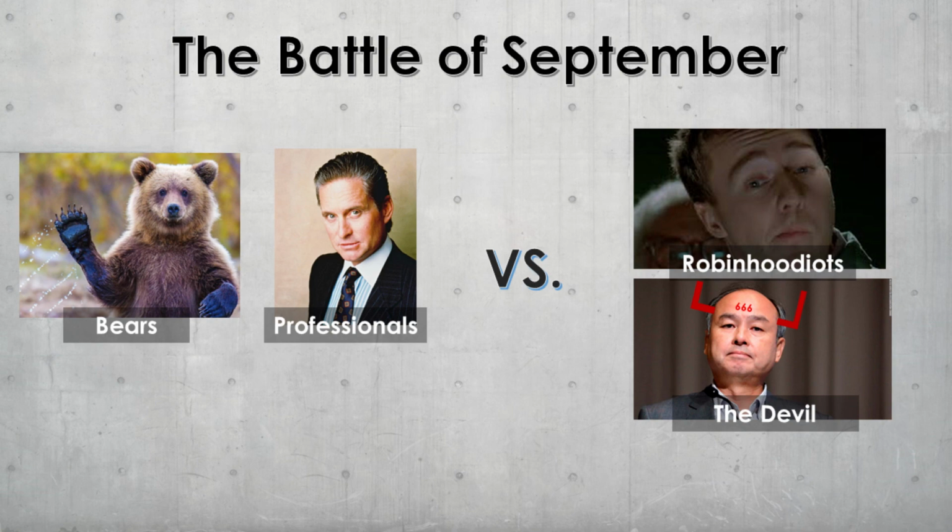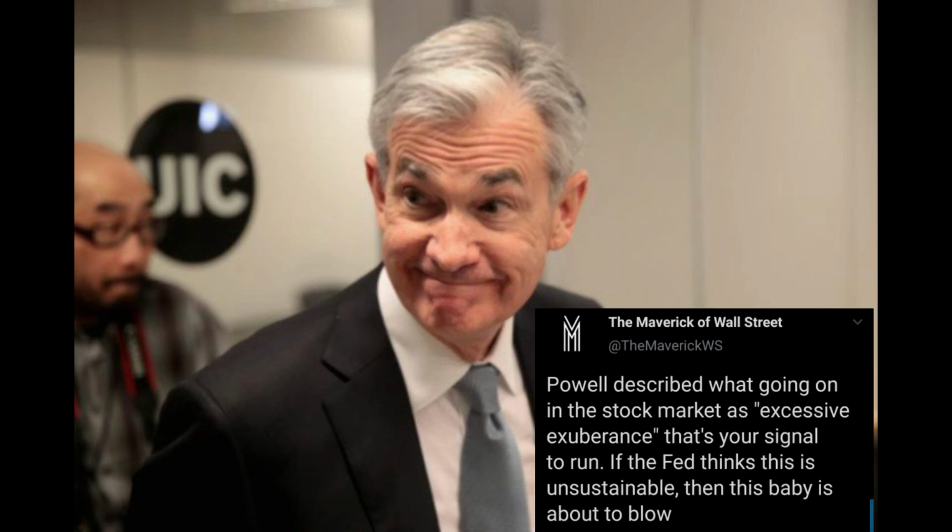And the last thing I want to touch on is the Fed. How does the Fed factor in with all these players? Jerome Powell, the Fed chairman, had a very long interview with NPR on Friday. In it, he described what's going on in the stock market as excessive exuberance, meaning that even the Fed knows that this rally is unsustainable. That is your signal to be extremely, extremely careful.